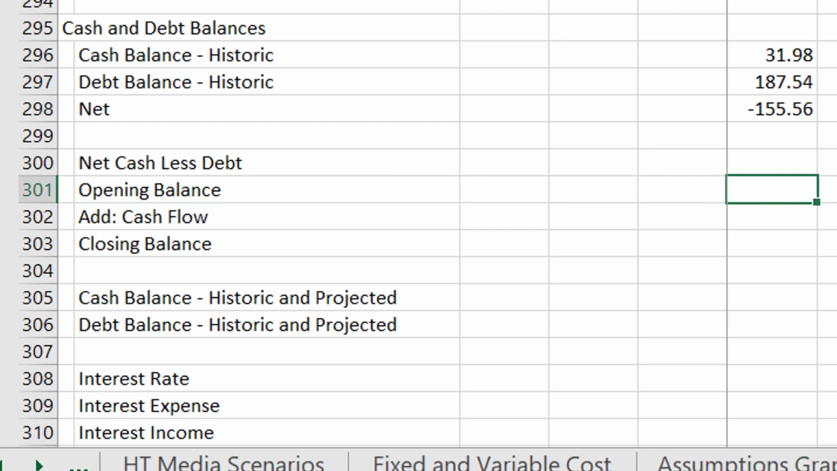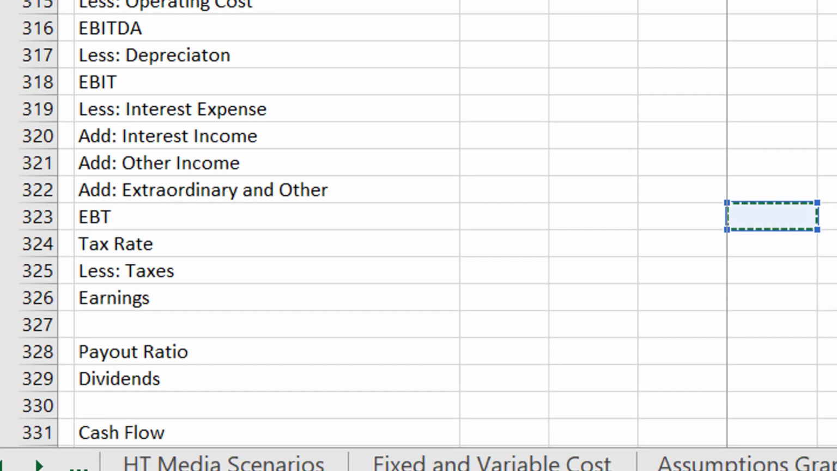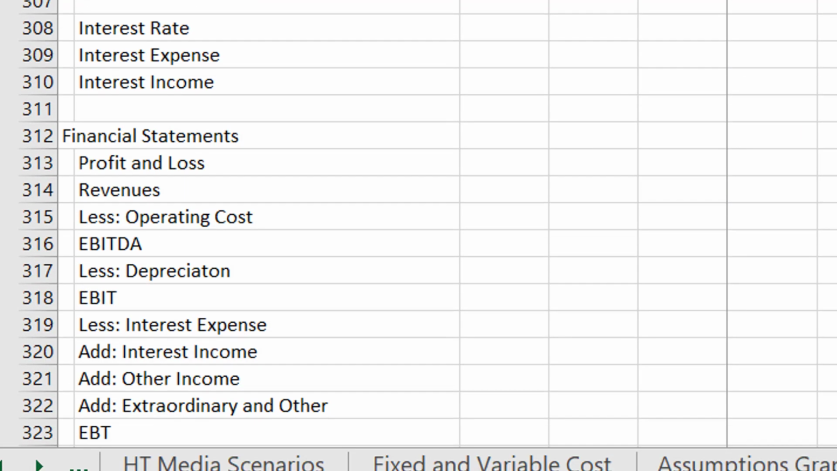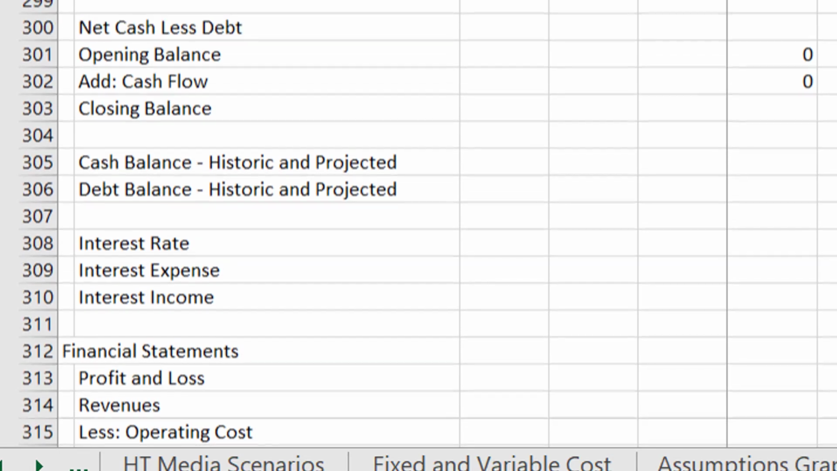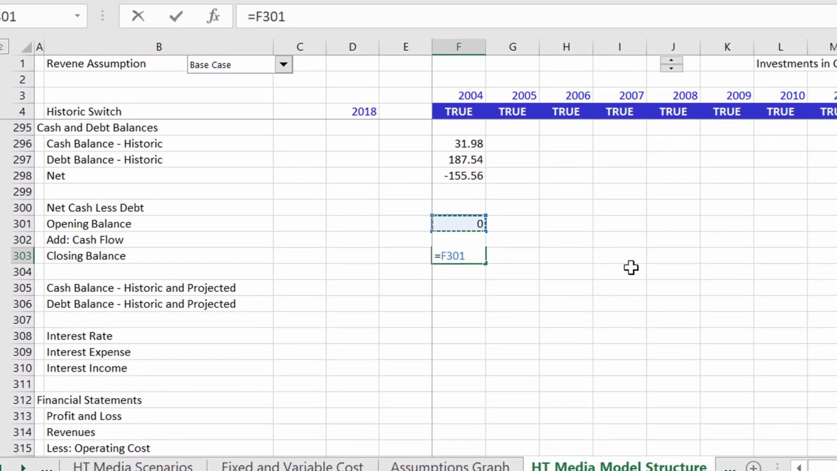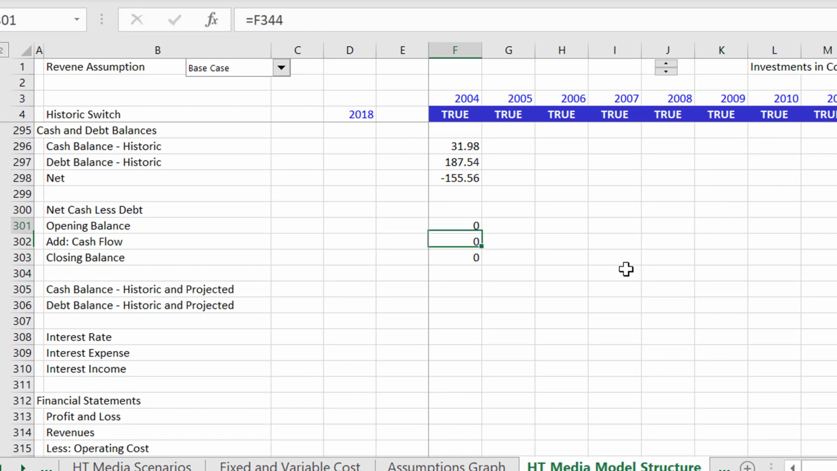Okay, so our opening balance equals our prior period closing balance. And the reason I did this whole thing was so that you can go all the way down and do something with this net cash flow. That's the whole key to getting all these statements put together. And then if the cash flow is positive, we just add it.